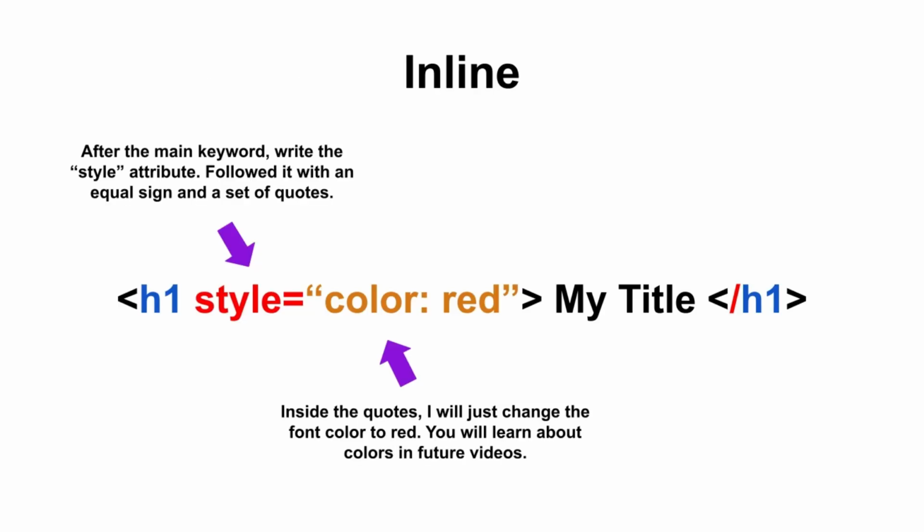The inline way of styling is to write a tag you want to style and use the style attribute on the same line. Here we are using style as an attribute of our main tag. When writing an attribute of a tag, make sure to write the attribute inside the angle brackets after the main keyword. After writing style all lowercase, follow it with an equal sign and a set of quotation marks. Inside the quotes, you can write whatever you want. I'll just change the font color of our text. You will learn about this in future videos.